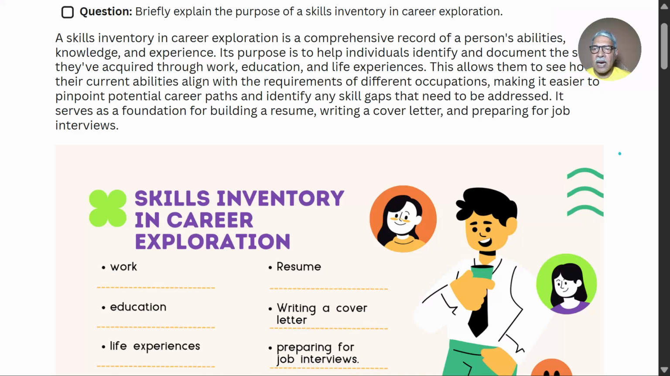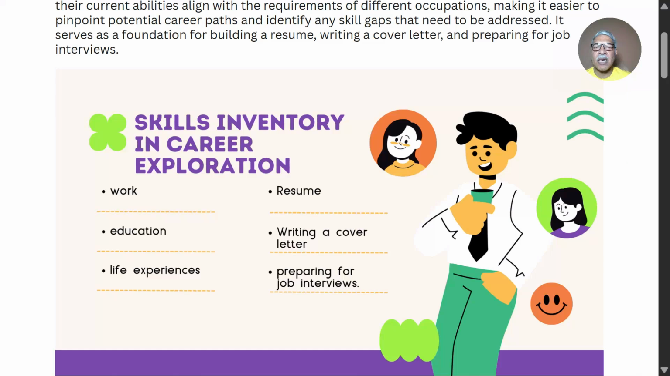This will allow other people to see their current abilities and the career paths that they wish to follow, and also you can identify any skill gaps that need to be addressed. This skills inventory serves as a foundation for building a resume, a cover letter, and even preparing for job interviews.